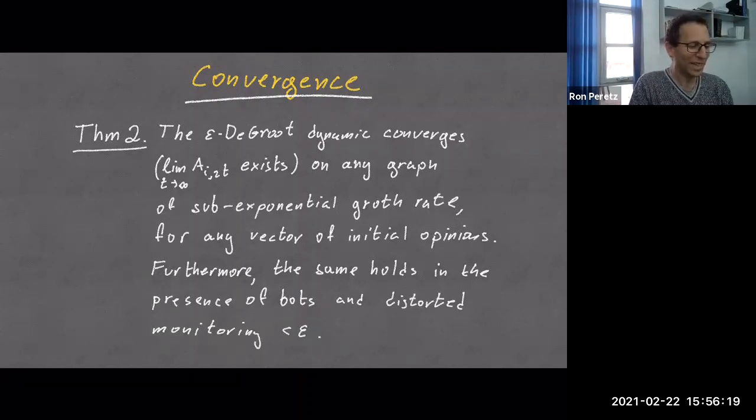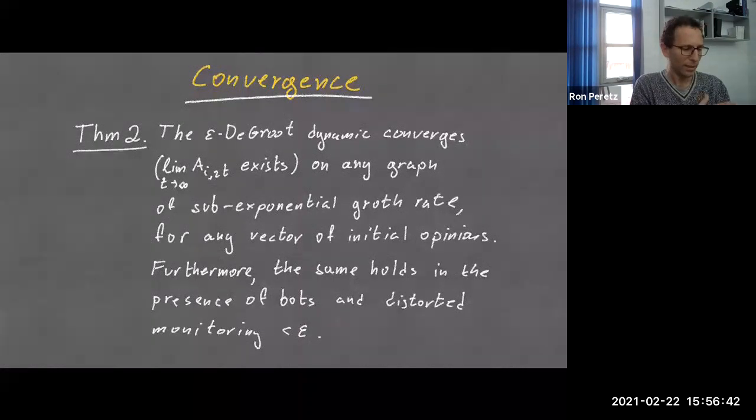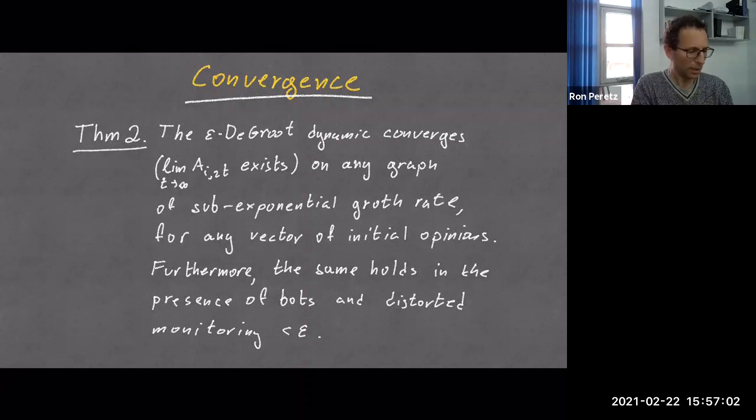Okay, so I hope you remember what the dynamics was, because now I'm going to state my second theorem. This theorem says that the epsilon DeGroot dynamics converges on any graph of sub-exponential growth rate and bounded degree, for any vector of initial opinions.